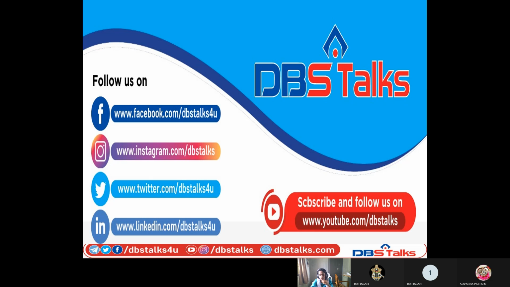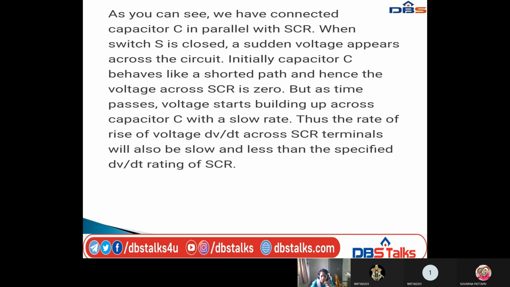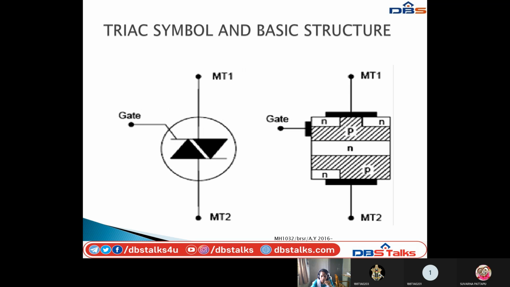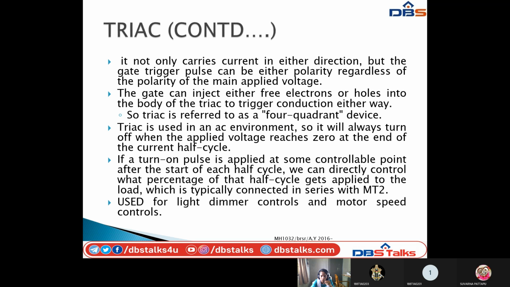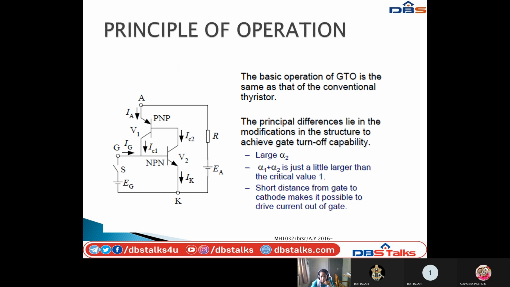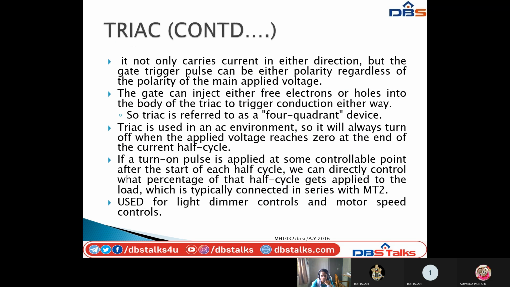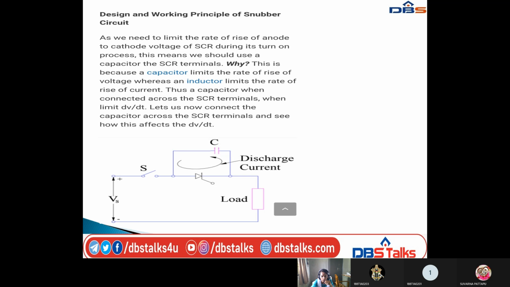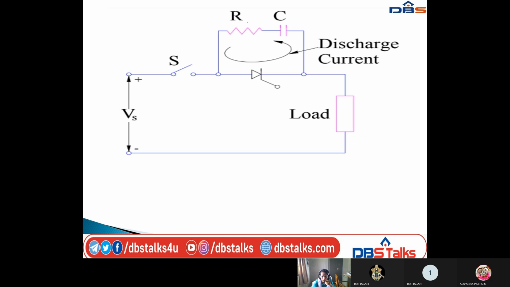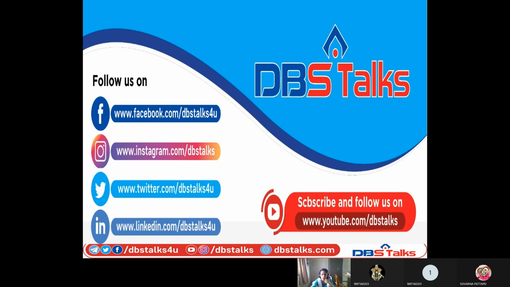So this is our topic today. Today we discussed GTO, TRIAC and the snubber circuit. Okay. So the TRIAC is a 4-layer device, and the snubber circuit is used to control the dV/dt rating. Why do we use the snubber circuit? To control the dV/dt rating, we are using the snubber circuit. Okay.